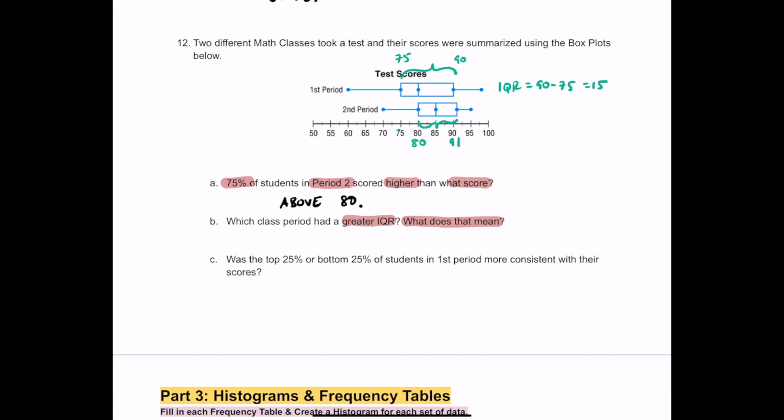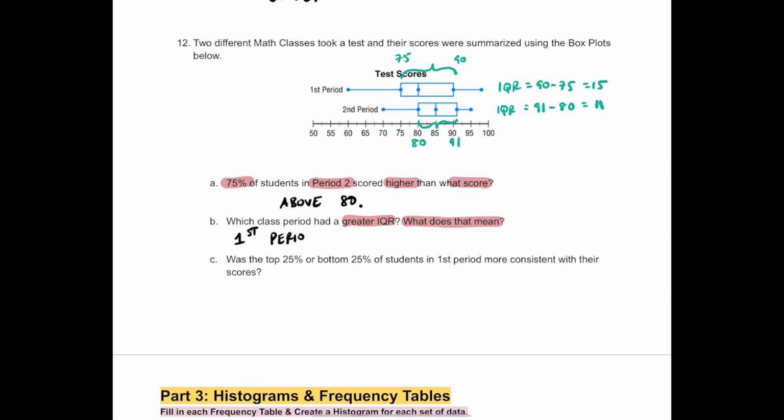Again, it's a rough estimate, but I think it's clear which one's bigger. That's the bigger takeaway here. It's definitely not going to be that close. It's not like we would be off by that much that it would change this. I think it's clear that one box is bigger than the other. So which one has a greater IQR? Well, we can say first period.